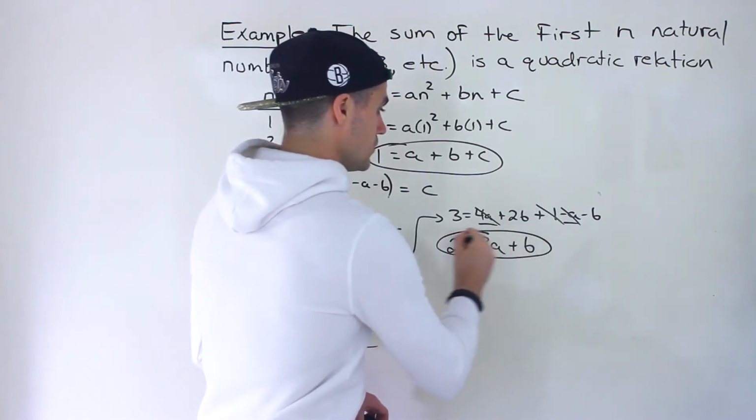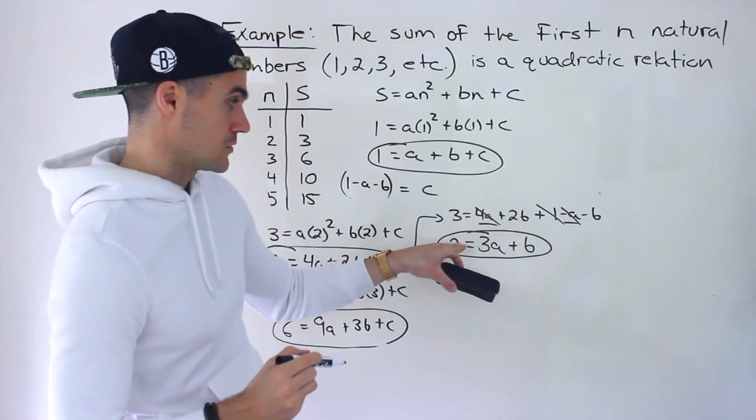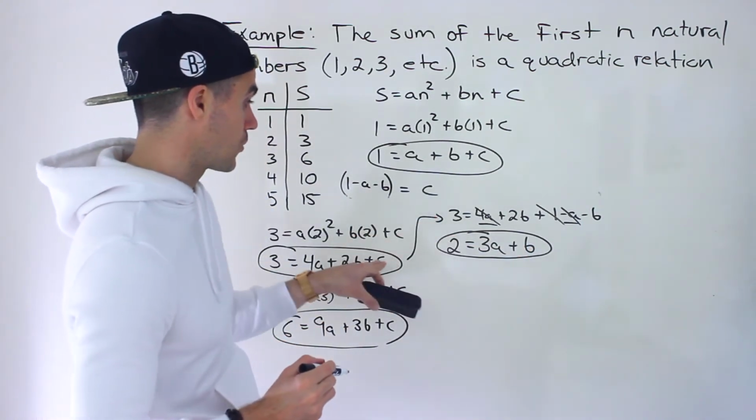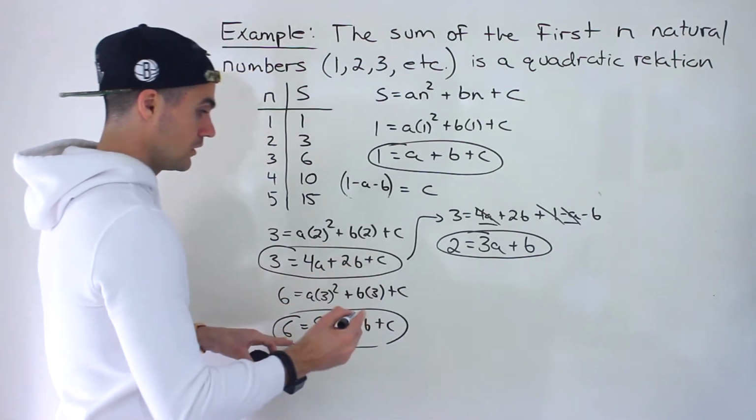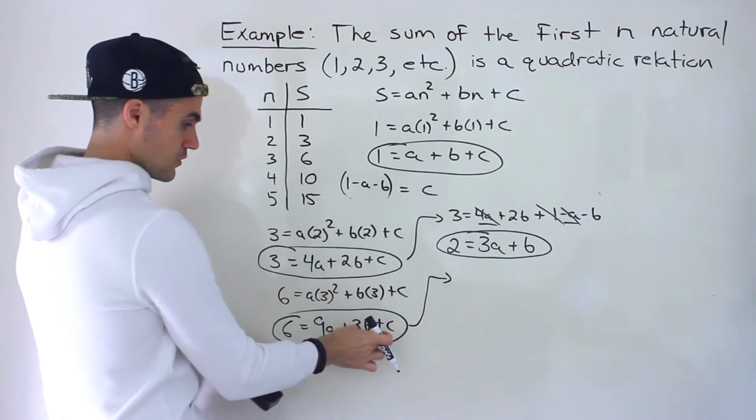Right? So we have a new equation here, and notice that this new equation is in terms of two variables now, the a and the b, right? We got rid of the c, which was our goal. And now we're going to do the exact same thing with this third equation. So we're going to plug in this for this c.